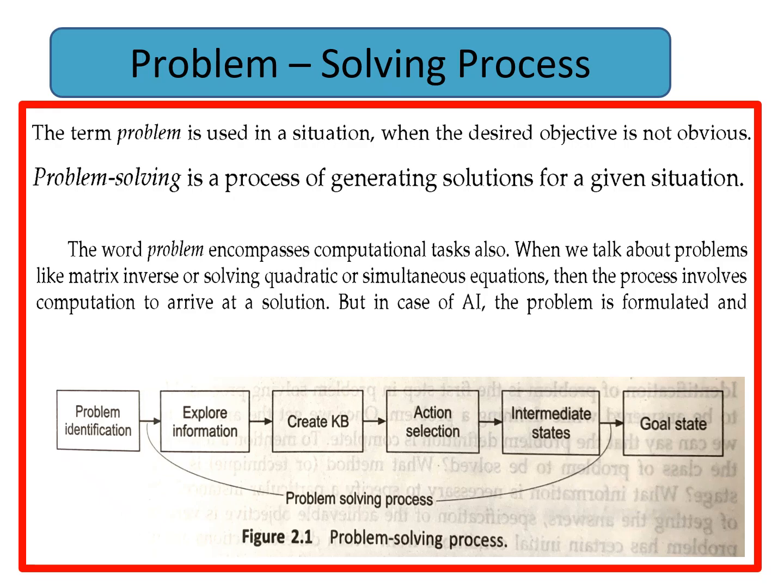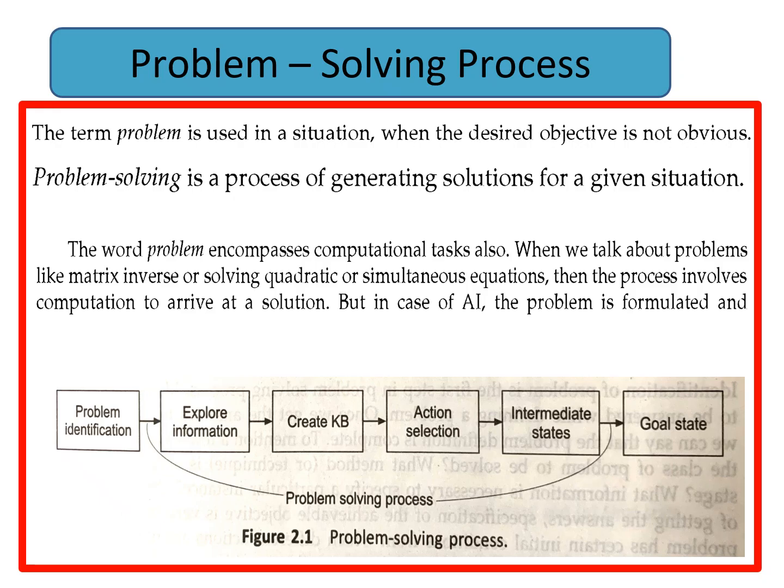Sudoku is a good example, where the goal is a completely correct answer. A robot reaching its destination from the source, or a checkmate by either player 1 or player 2 in a chess game, indicates the problem has been successfully solved. So the steps are problem identification, exploring information, creating a knowledge base, action selection, intermediate states, and goal state. It begins with identifying the problem and finally reaches the goal state, achieving the goal.